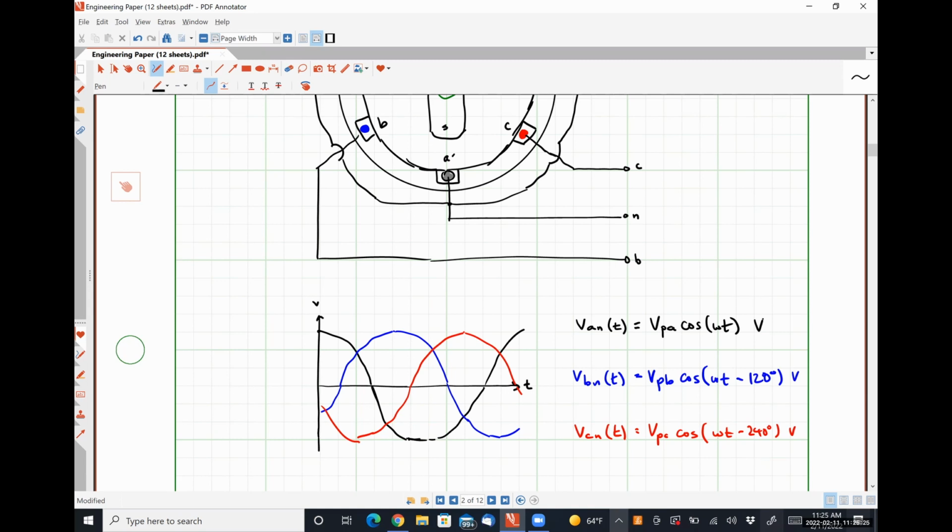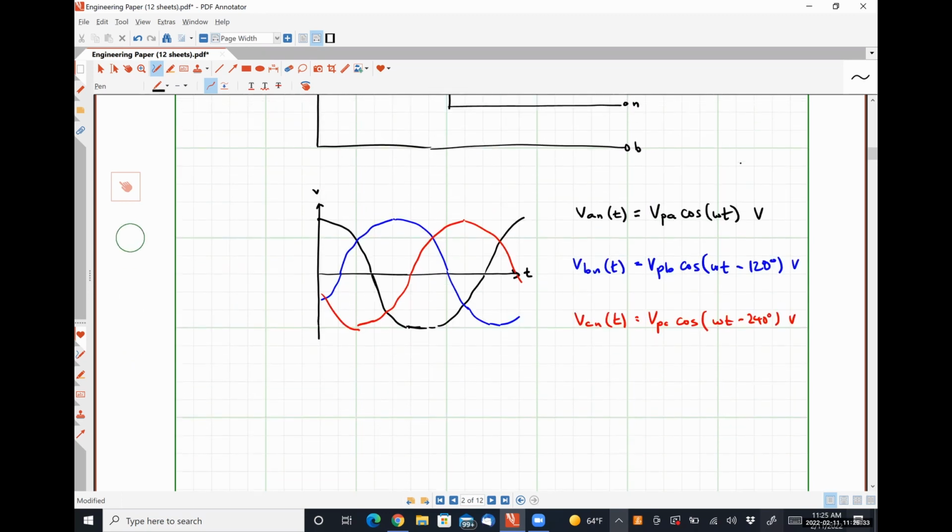So this is a generation of three-phase voltages. We can represent them as phasors if we wanted to, obviously, or RMS phasors as well, right? Because we know how to go from the time domain into the frequency domain and into the RMS phasor domain.